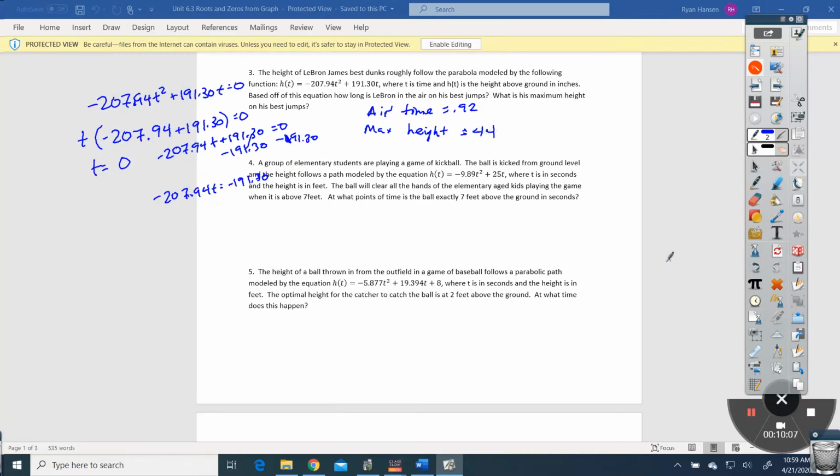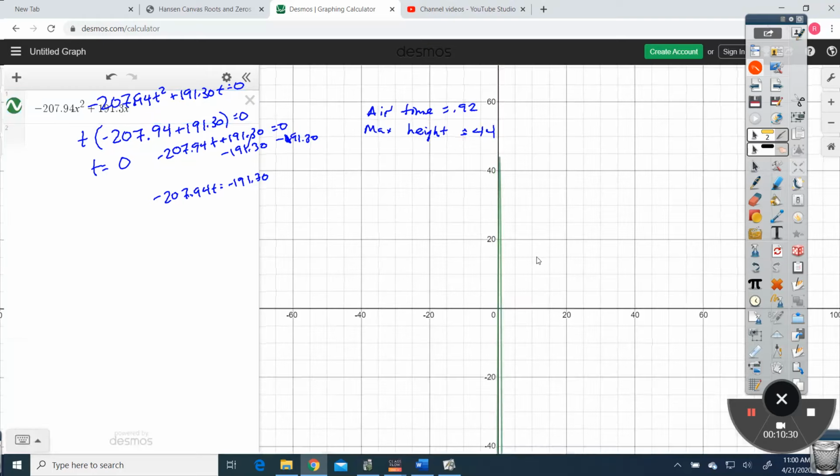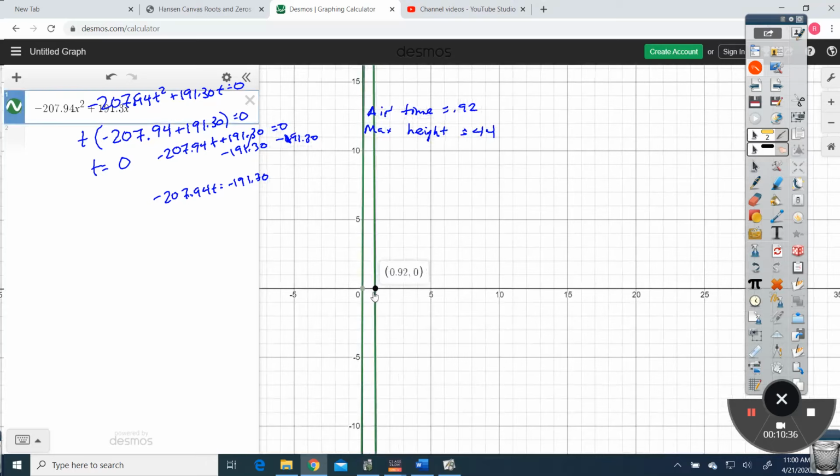Now the next way is just to go to Desmos and type it right into there. So I type in negative 207.94 x squared plus 191.3 x. And I have my graph. And I'm going to zoom in a little bit at the bottom so I can click on that.